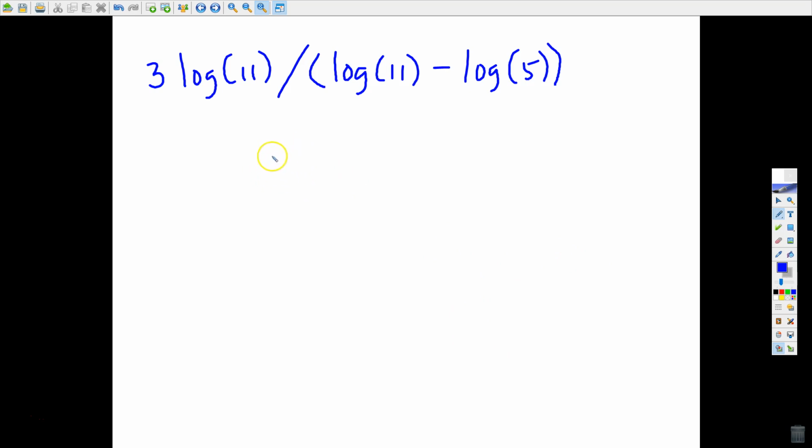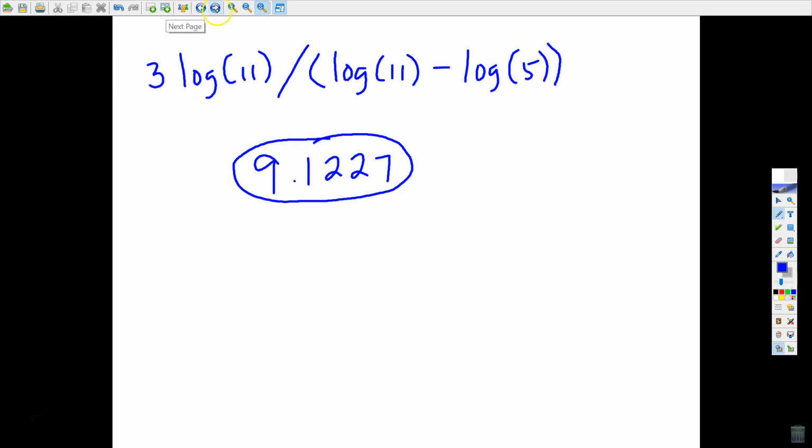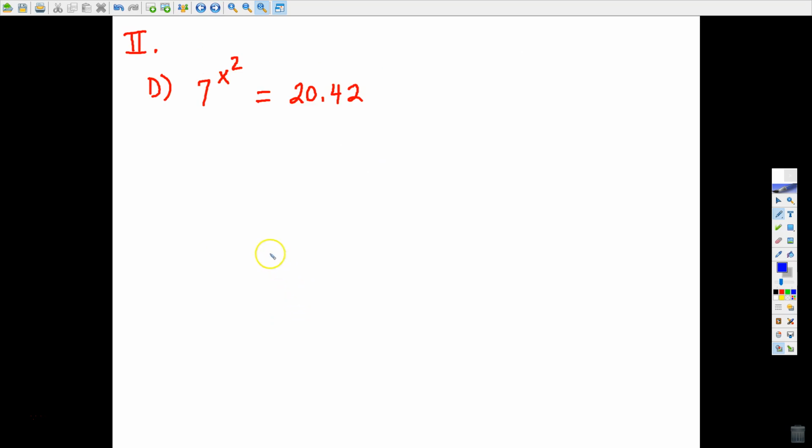Josh, what did you get? I got 9.1227. That sounds very familiar. Who got that right? Good job. You guys are catching on quickly. Any questions? Do you think you understand the process? It's very repetitive, so once you've done a few, you should catch on and speed up, do them pretty fast.